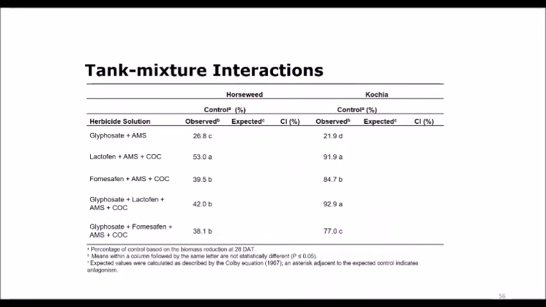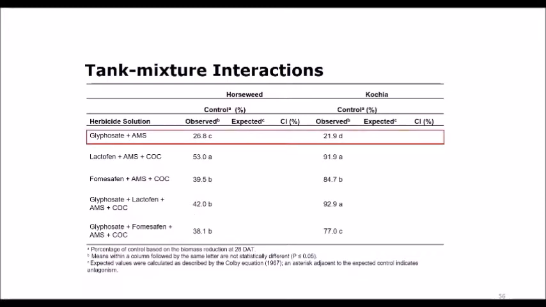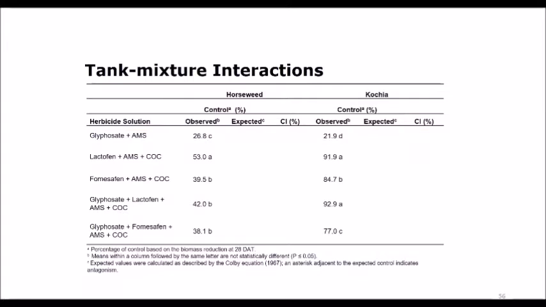So we took those different treatments that we had. You can see the observed values here for glyphosate alone, on horseweed and kochia, the lactofen alone, the fomesafen alone, and then you see the tank mixture of glyphosate plus lactofen and glyphosate plus fomesafen. We've got our observed responses.